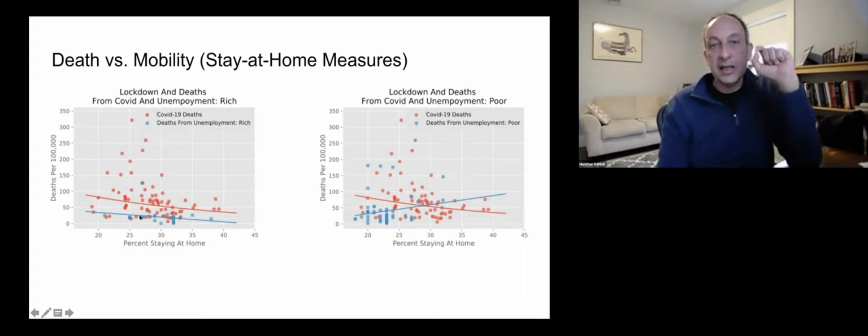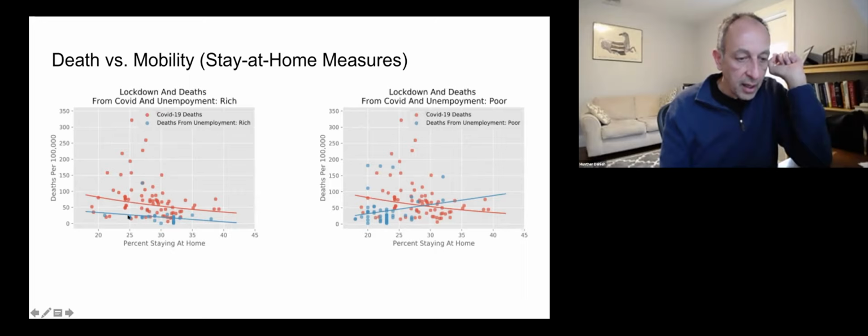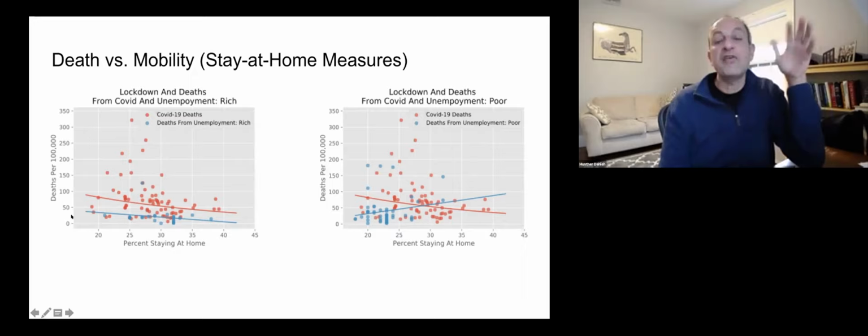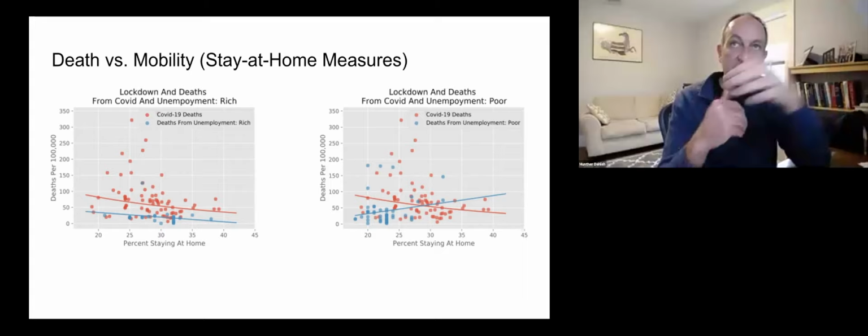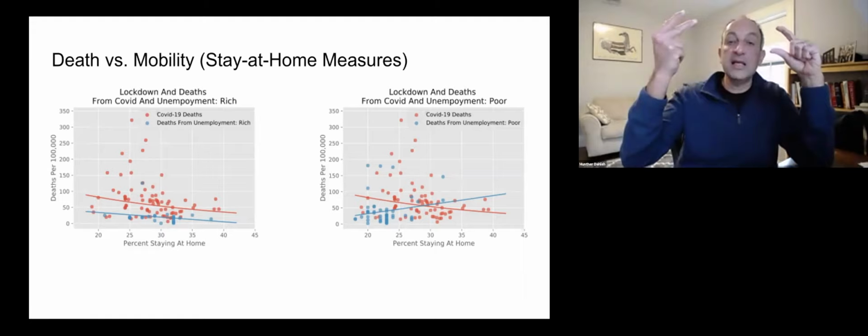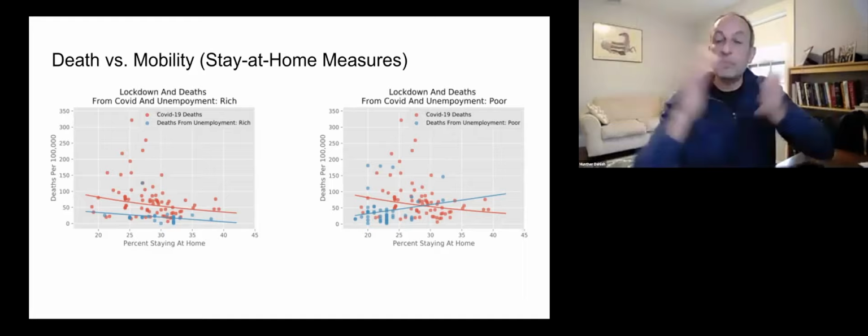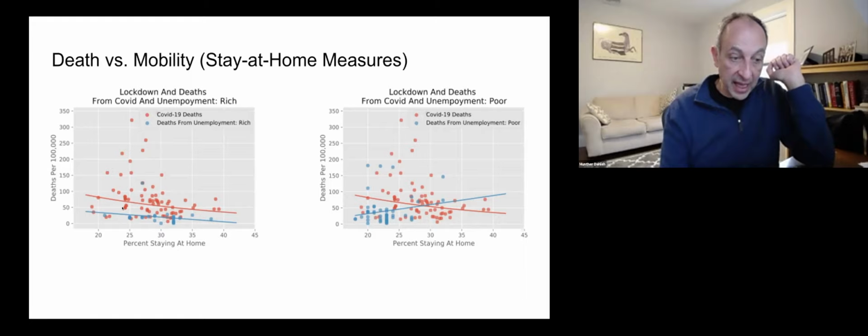So a dot in here reads, for example, this one reads 25% of the people are staying home. This is less than 25 per 100,000 projected deaths from unemployment. So what is the projected death from unemployment? We look at the increase in unemployment in that particular county, we count the number of people in there, we increase the probability of death based on the analysis of the 2014 paper, and we present that number in terms of the increased number of deaths. So these are despair deaths, and their projected number is not actual deaths.